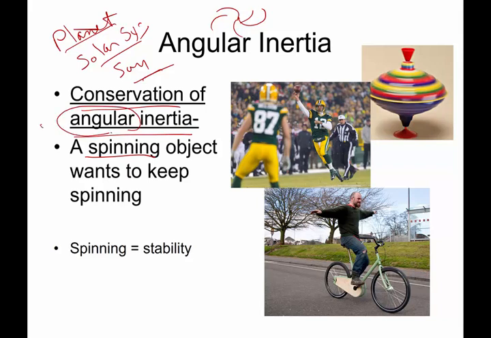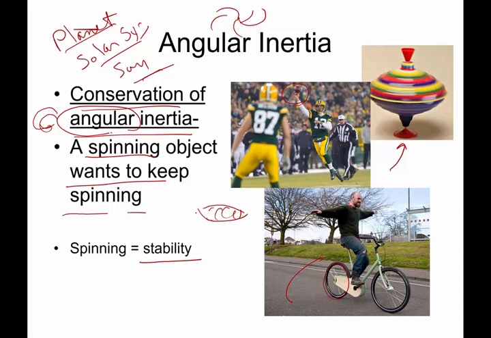Angular means spinning in a circle. And a spinning object is going to want to keep spinning. A couple of examples aside from the top: one is a football when it is spiraled. When a quarterback throws a football, they don't just let it go through the air. It has a spiral on it so that the spinning football is a lot more stable than the non-spinning football. Your bicycle, if you just try and stand it up, is going to flop right over.